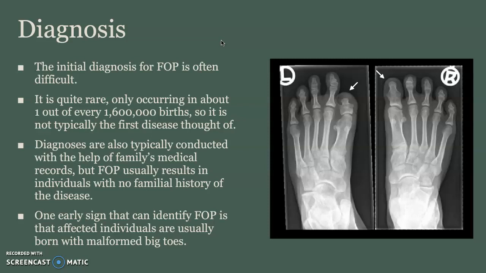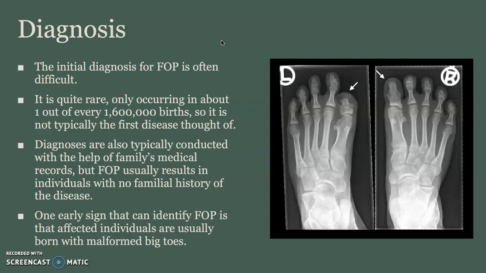So, the initial diagnosis for FOP is often difficult for many reasons. First off, it is quite rare, only occurring in about 1 out of every 1,600,000 births, so it is not typically the first disease thought of. And diagnoses are also typically conducted with the help of families' medical records, but FOP usually results in individuals that actually have no familial history of the disease.